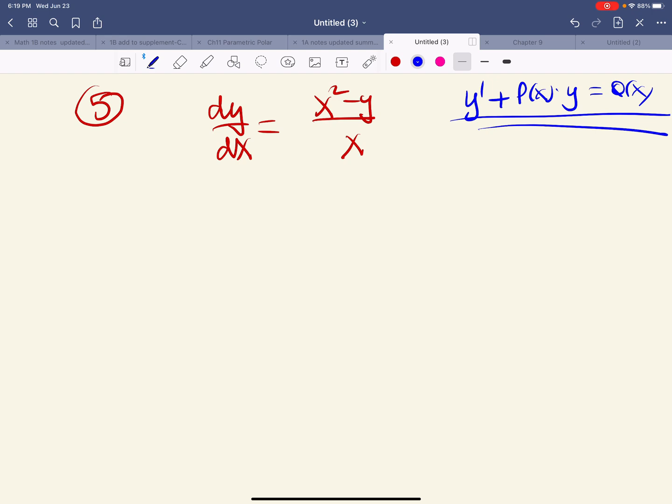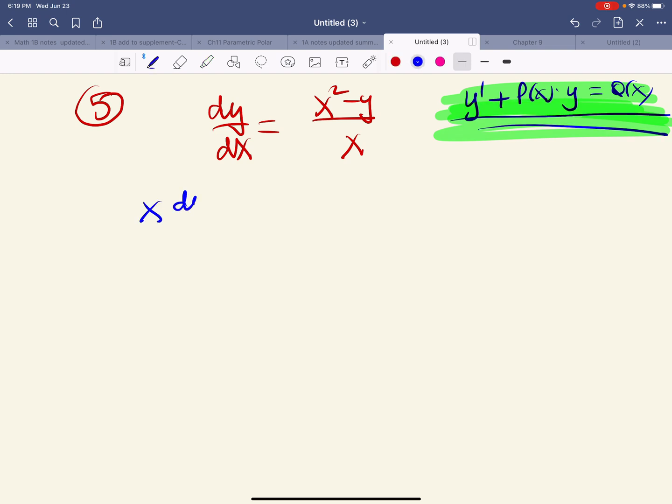There are many types of differential equations. There's homogeneous, there's separable, there's first order linear, there's higher order equations. So this technique only works on a first order linear equation when it's written in this form. So our goal is to try to write it in this form.